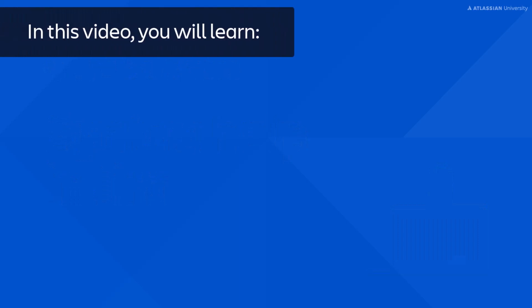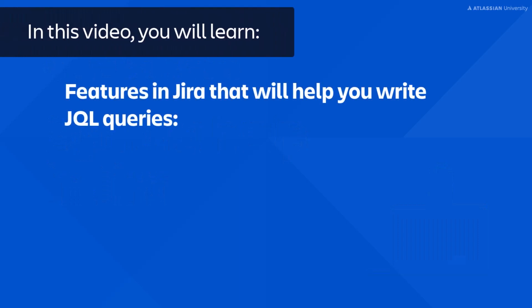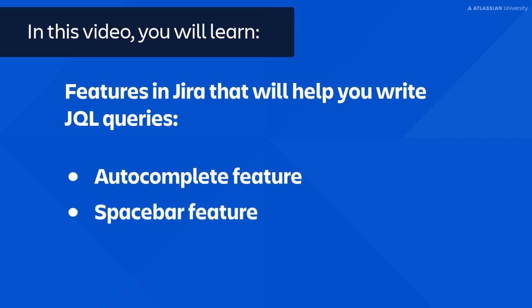In this video, you will learn the different features in Jira that will help you write JQL queries. These include the autocomplete feature, the spacebar feature, and finally, the syntax help feature.